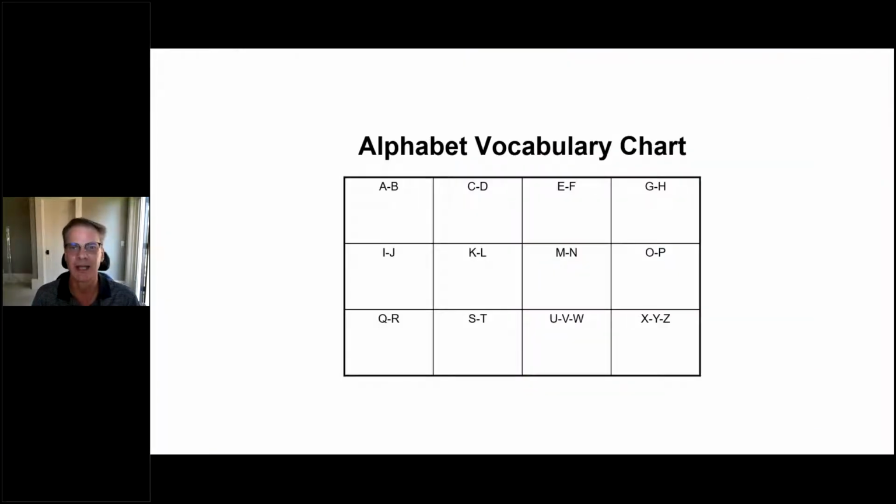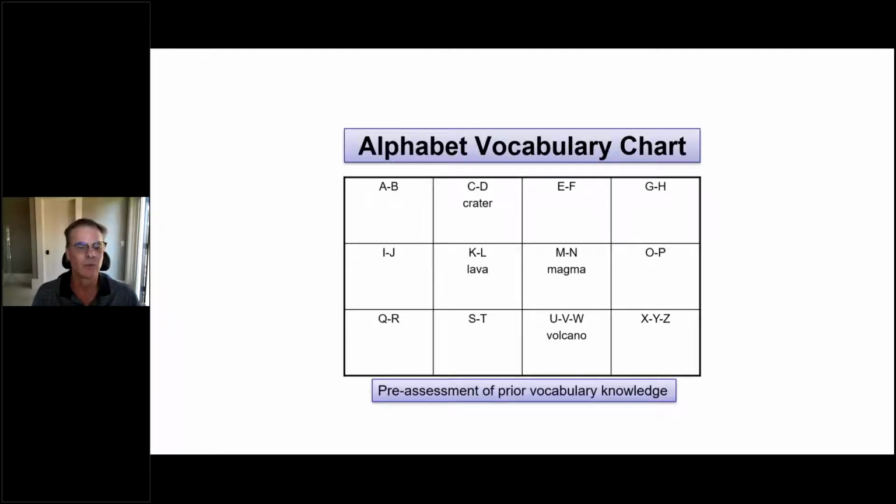Simple tools can help us figure out what students already know that we don't have to teach. Here's an A to Z chart, very simple A to Z chart. Teacher says, go to your Google Slides, grab the A to Z chart, tell me everything you know about volcanoes. And here's one student. Now, if everybody has magma, why are we teaching magma? If they all have crater, why are we watching the 13-minute video on crater?